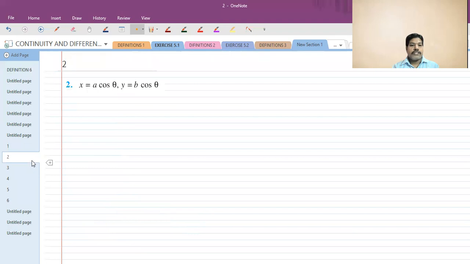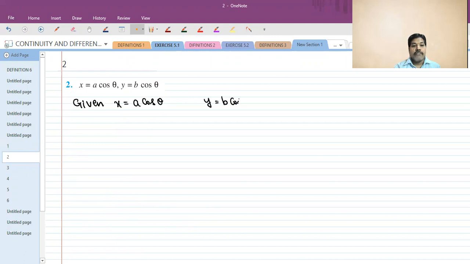So see the next question, students. Given x is equal to a cos theta and y is equal to b cos theta. What is the y value, students? y is equal to b cos theta. Just differentiate with respect to theta. Why? Because theta is a parameter here.